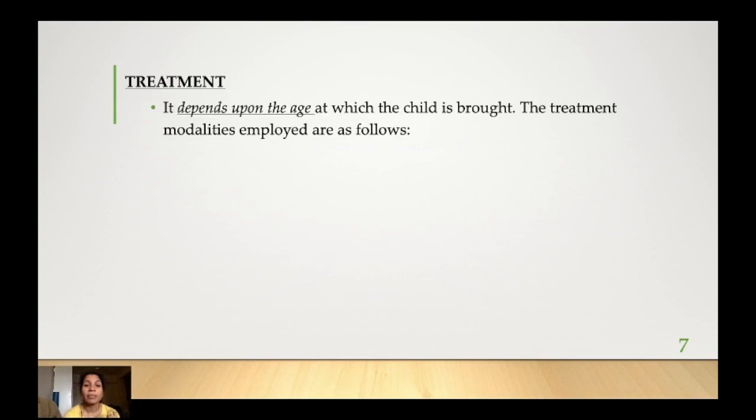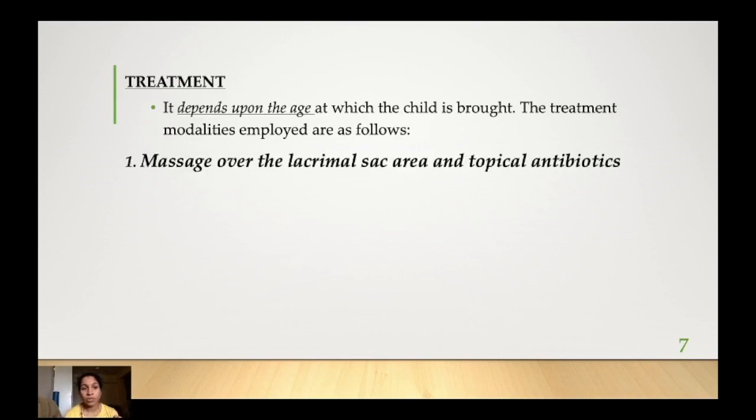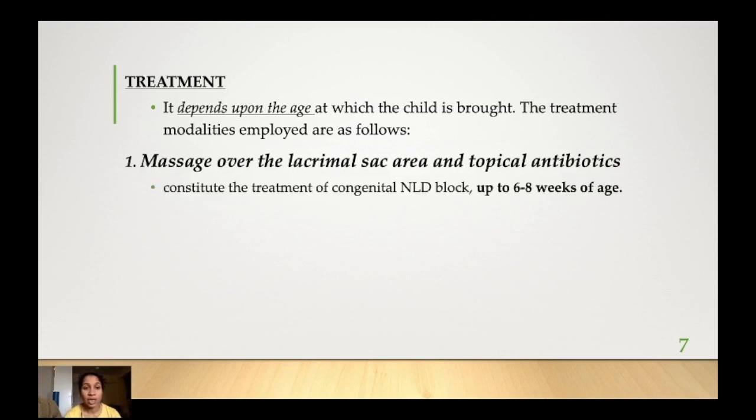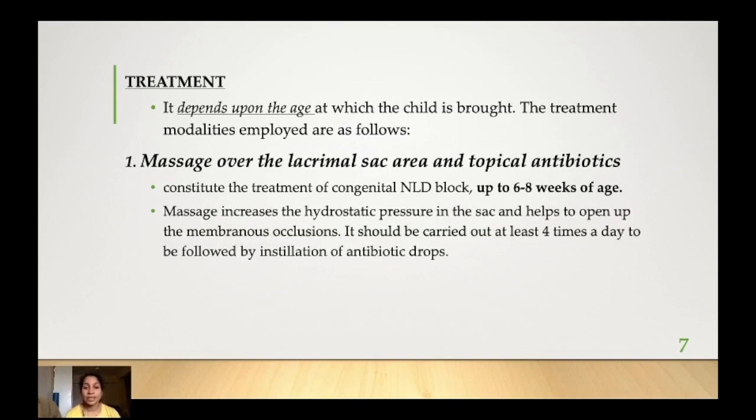Treatment. Treatment mainly depends upon the age at which the child is brought to us. First is massage over the lacrimal sac area and topical antibiotics. If the baby is brought to us around 6 to 8 weeks of age, then we can do this massage over the lacrimal sac area. How does massage work? The massage increases the hydrostatic pressure in the sac, which helps to open up the membranous occlusion.